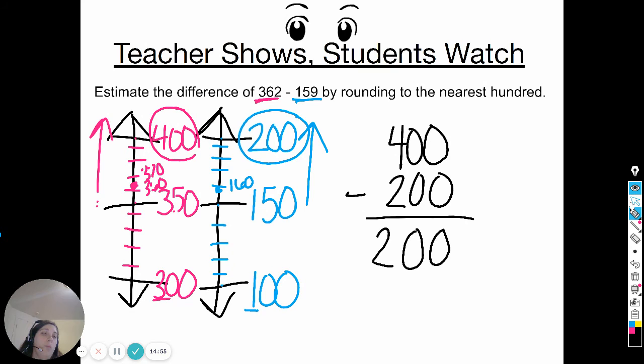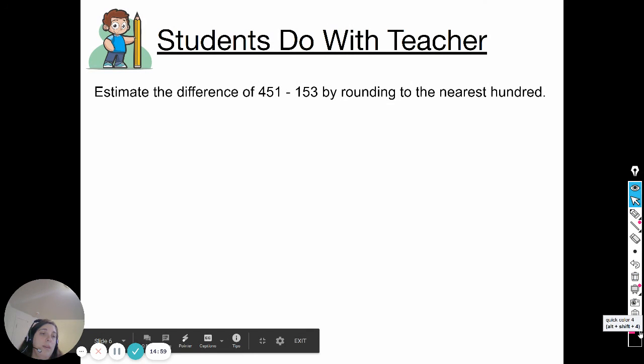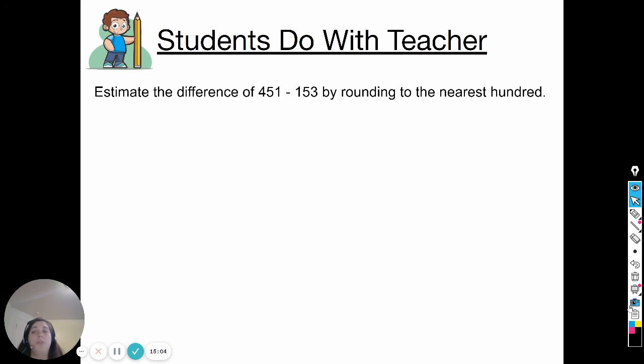Okay, go ahead and pick up your whiteboards. I'm going to have you do this one with me, rounding to the nearest hundred. Go ahead and set up your two vertical number lines first.